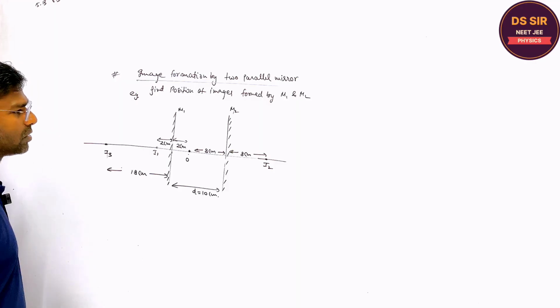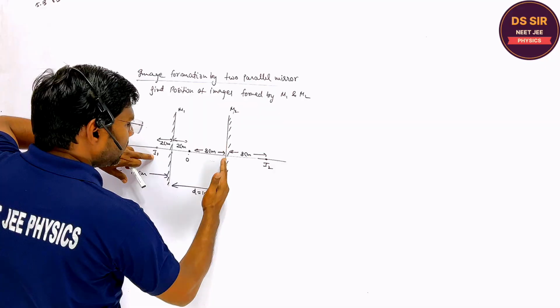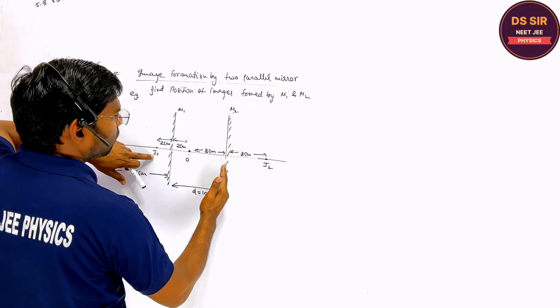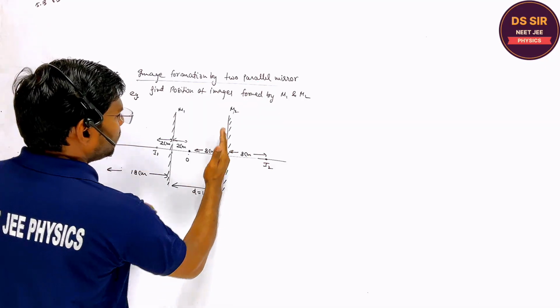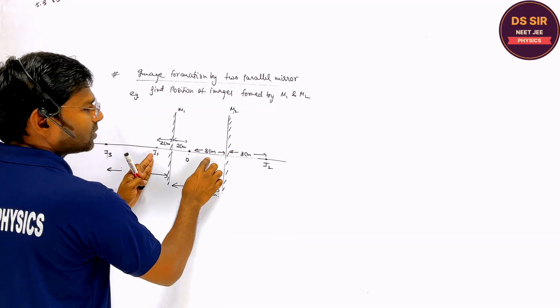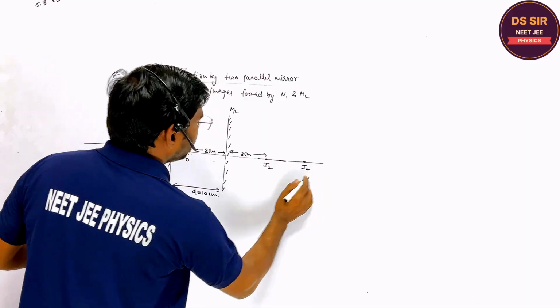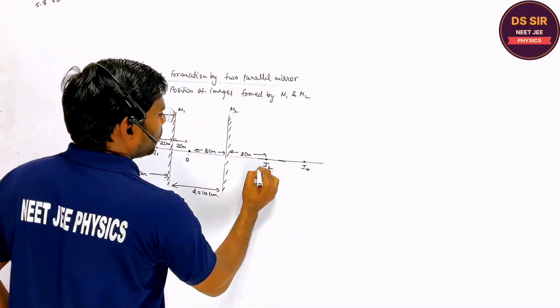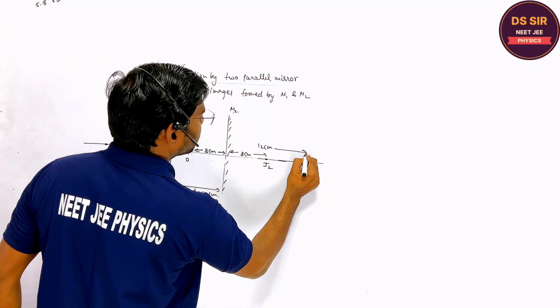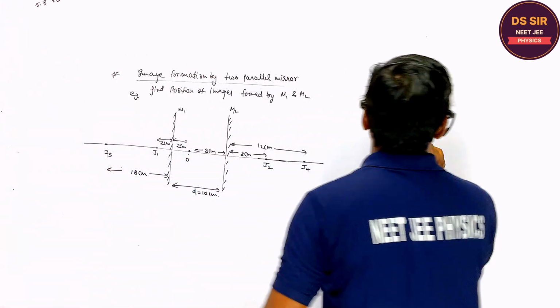Is it clear or not? In the same way, if you consider the I1 image acts as an object for this mirror, so in front of this mirror, what is this distance? 4 plus 8, 12. So behind this, I4 is obtained, at 12 centimeter. Is it clear or not? You tell. How it is forming, I am explaining.